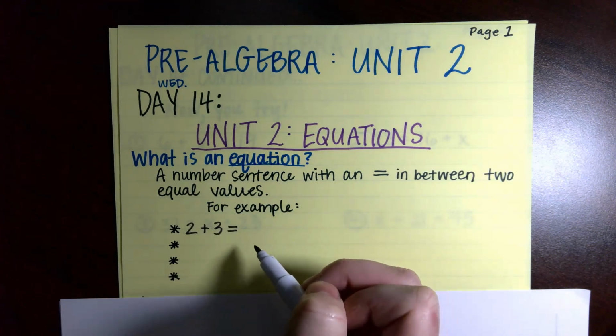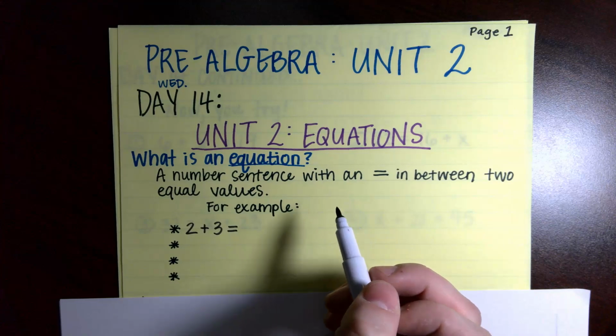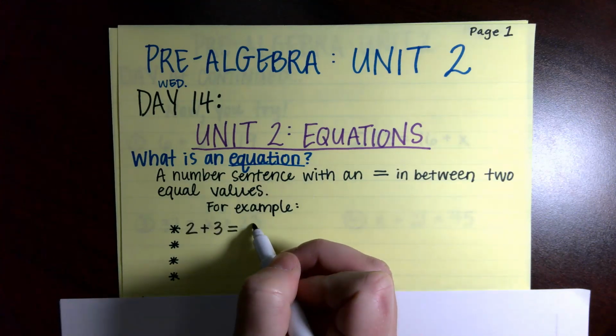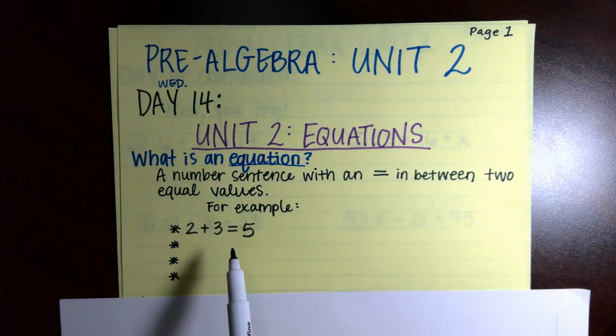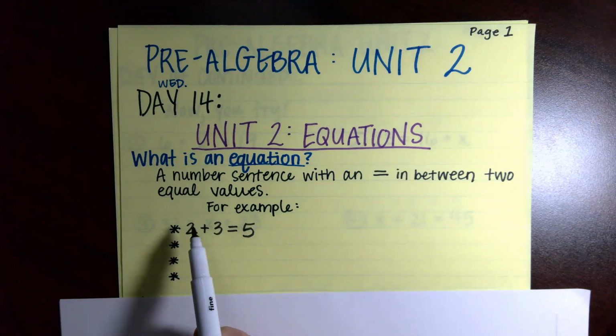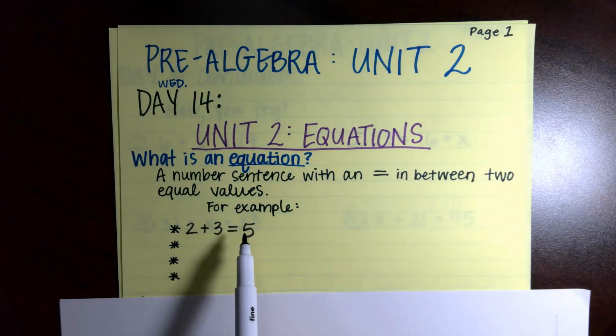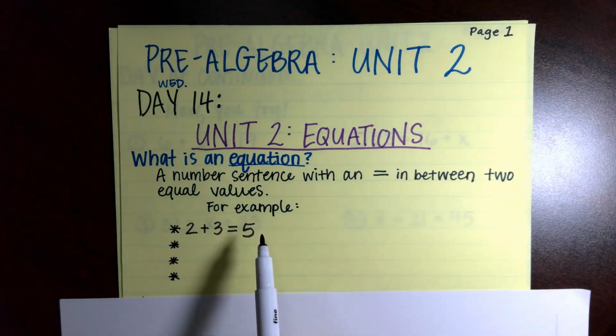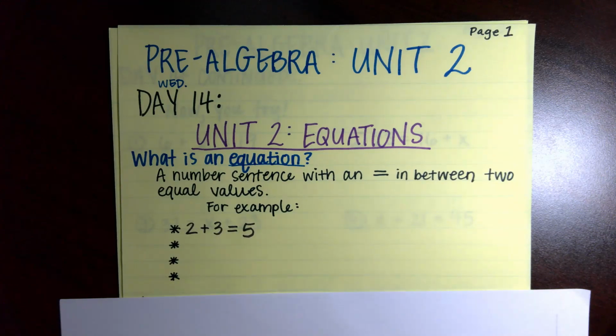You could put 3 plus 2. You could put 2 plus 3. You could put 4 plus 1. We're going to put 5 just so that we can see that these two numbers are going to add up to 5 as well. So on each side of the equal sign, we have a balanced equation. Both sides equal the same thing.